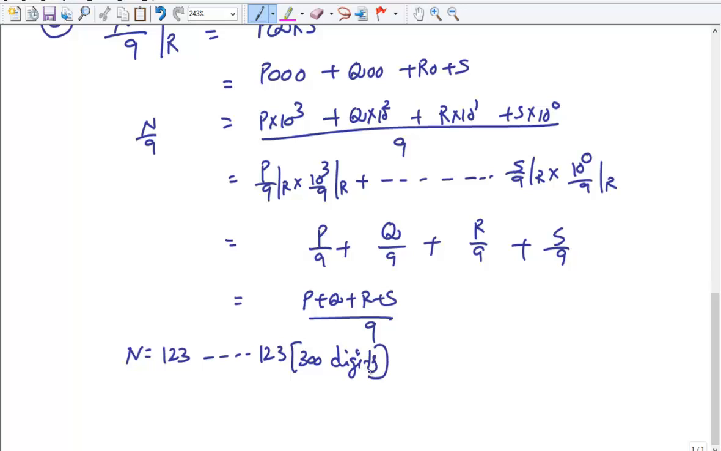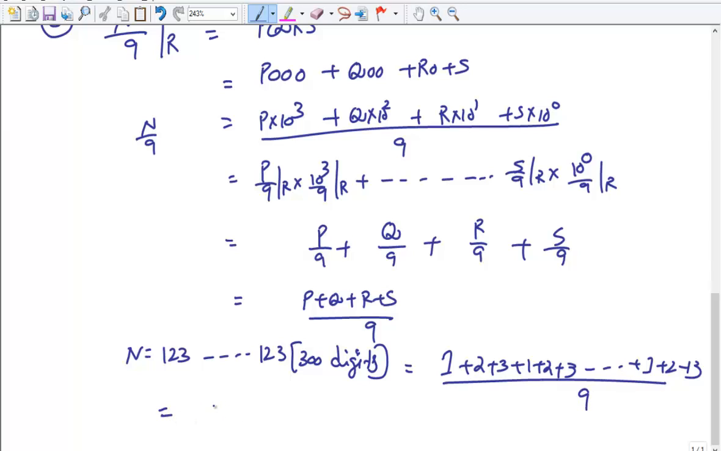So we need to add every digit. 300 digits. Adding every digit is really complex. However, it's very easy here because the numbers appear in a particular pattern. If the numbers appear randomly, then it's very difficult. Anyhow, for this question, it's 1 plus 2 plus 3 plus 1 plus 2 plus 3 and so on, 1 plus 2 plus 3 by 9.